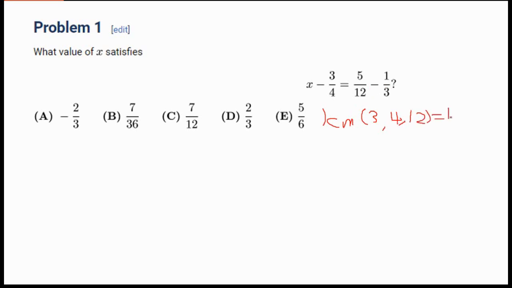So what we do is we multiply by 12. After this, we shift all the numbers to one side. Then we divide by 12 to get x. After converting to the lowest terms, we discover that the answer is E.